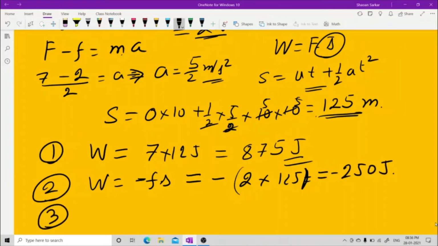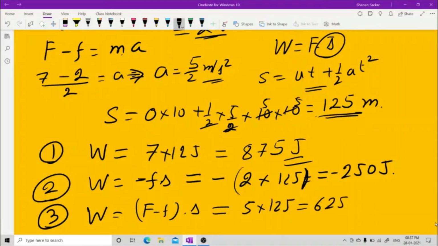Third is work done by the net force. Work done by the net force means (F minus f) dot S. That is what they are asking. Now, what is the work done by the net force? F minus f is 5, and times 125, this is around 625 joules. This is positive because F is greater than small f.